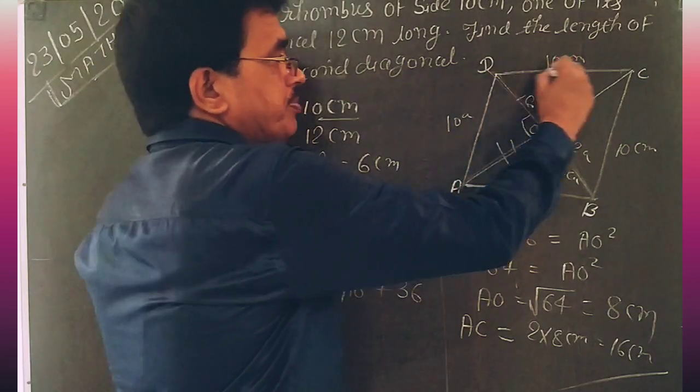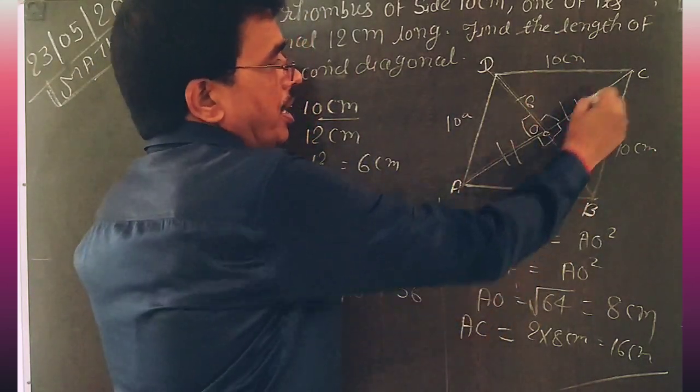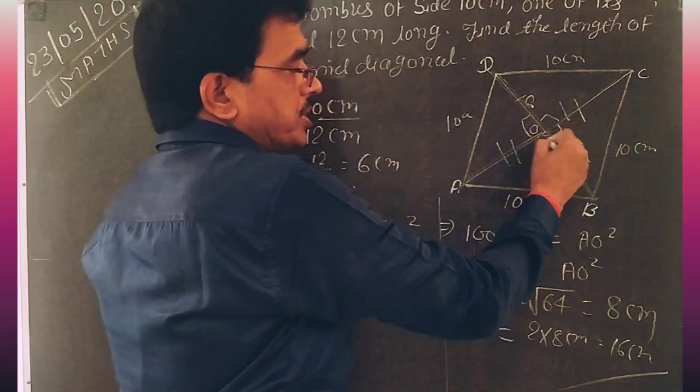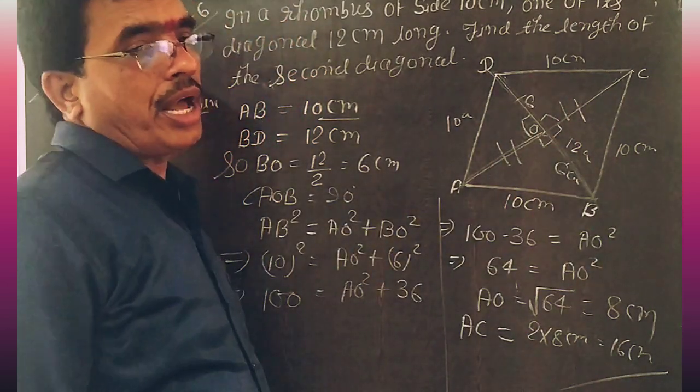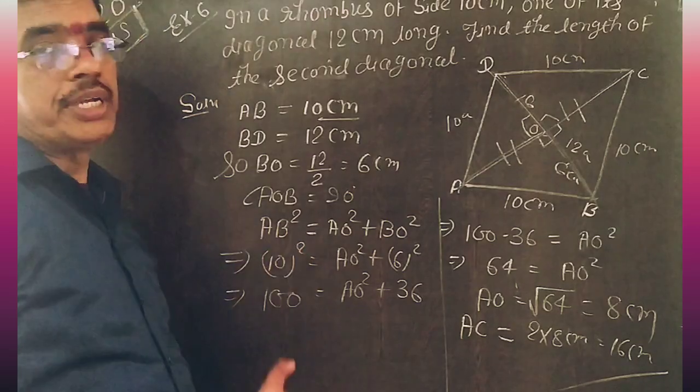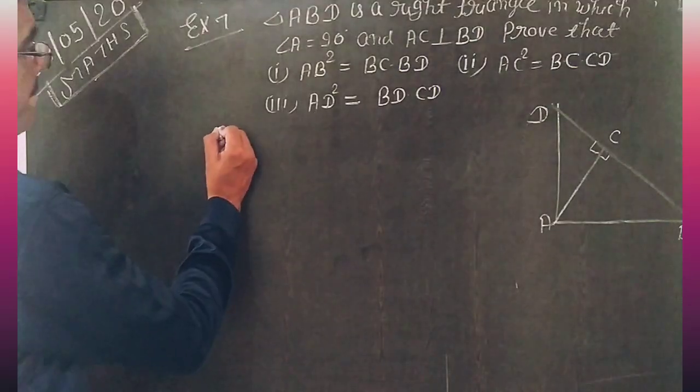So in a rhombus, first all sides have equal length and diagonals perpendicularly bisect each other. If one diagonal is given, then we can find the other diagonal with the help of the Pythagoras theorem. Thank you, dear.